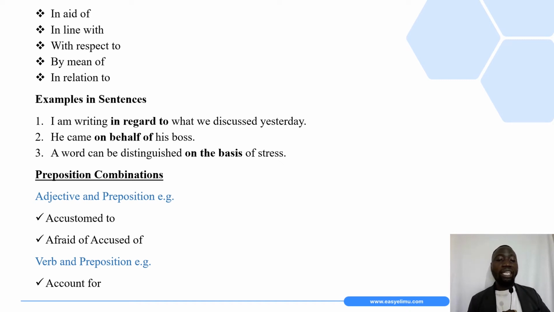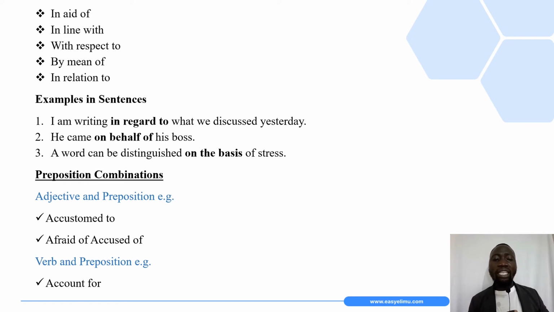Then number three, a word can be distinguished on the basis of stress. So the complex preposition that we have in the last sentence is on the basis. On the basis, yeah, it is on the basis. So moving to the next thing, let us look at preposition combinations.